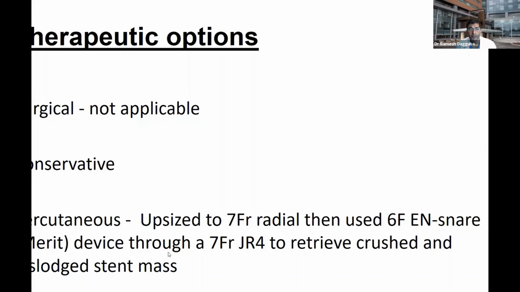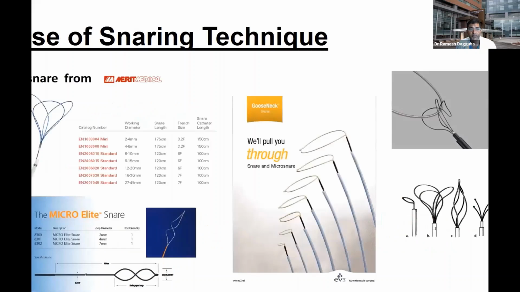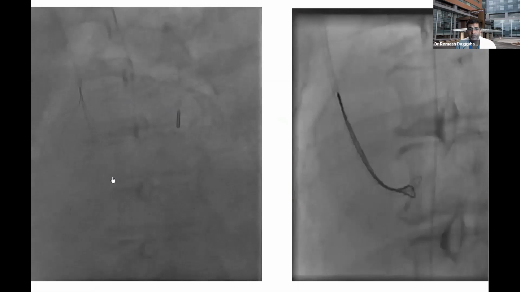But since we are there, we said, okay, let's upsize to 7 French radial, then use the 6 French EN snare through the 7 French GR4 to retrieve the crushed and dislodged stent mass. And snares, as we said, you have to pick and choose what snare you want. EN snares are much easier in the sense that there are 3 loops, and you may not lose trying to capture it. It may be easier than otherwise.